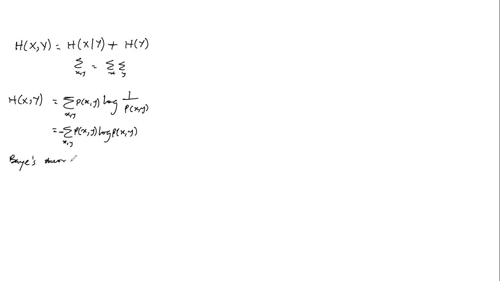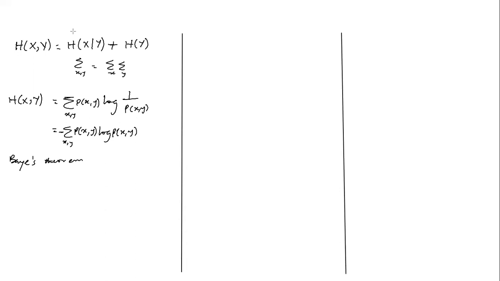So we should just track this through. By this theorem, we know that the joint distribution is the same as the product of the conditional distribution times the individual distribution, such that P of the joint distribution between X and Y can also be written as the conditional probability of X given Y, times the probability of Y.